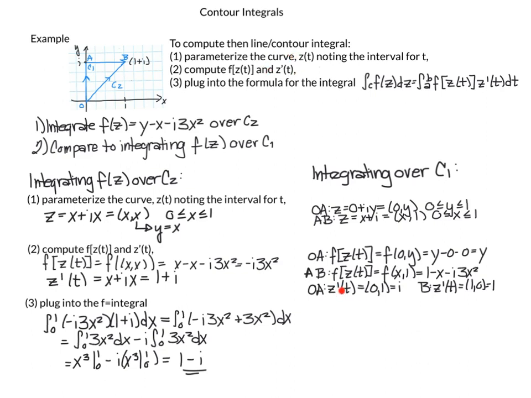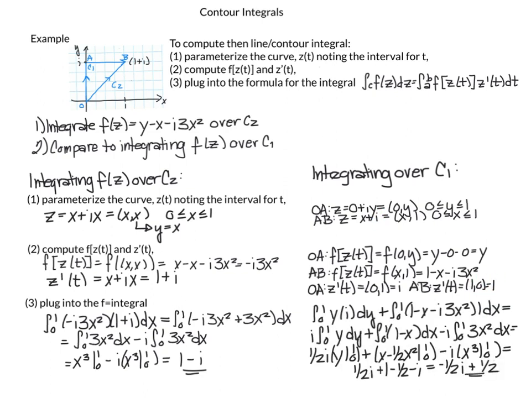Next, I'm going to do the derivatives. So our derivative z prime of t, the derivative of 0 plus iy, is just i. Remember, this is the coordinate for z, which is 0 plus 1 times i. Then the derivative for AB is going to be 1 and then 0, because there's no x-coordinate. i is just a constant. So 1, 0, which is equal to 1.